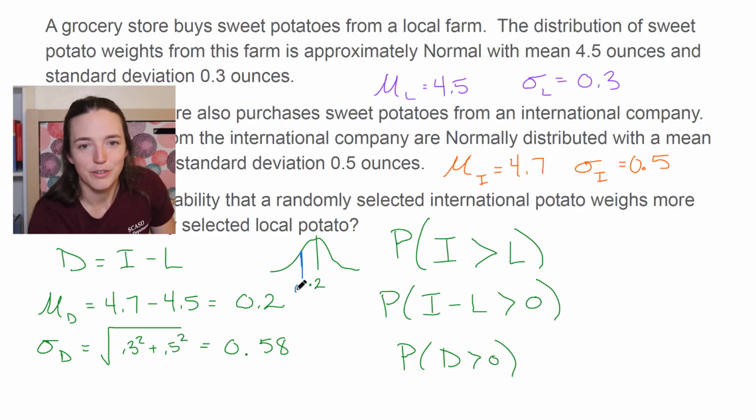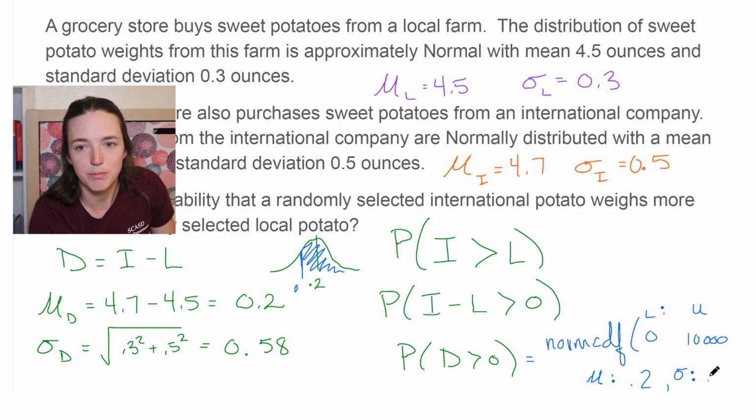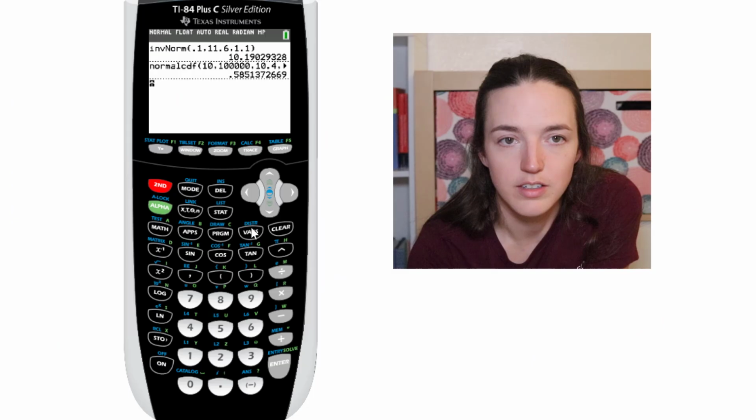Here's 0. We want the area to the right. So we're going to go to norm CDF. Lower, we're going to put in 0. Upper, a very big number. Mean 0.2. Standard deviation 0.58.